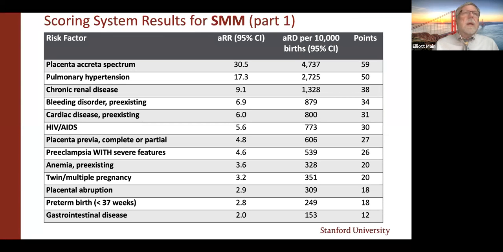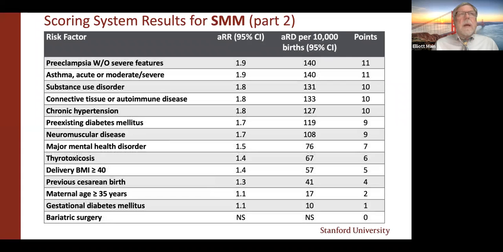Next slide. Going down the list, we see preeclampsia with severe features, twice the risk. Severe asthma is also a higher risk complication. Going down, major mental health disorders, 1.5-fold. And advanced maternal age and prior cesarean birth are modest risk factors.